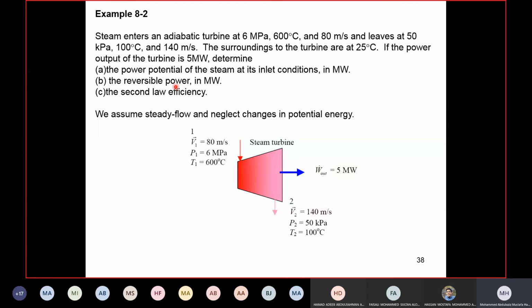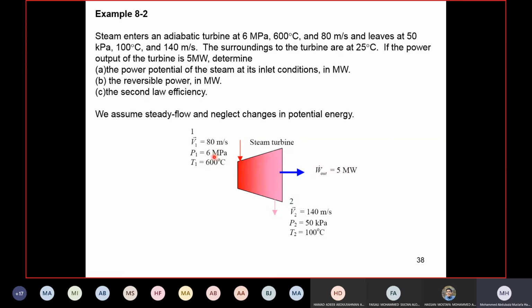Now what's the question here? The question: calculate the power potential of the steam at its inlet condition. What does this mean? The power potential of the steam. This is the steam here, not the turbine. It is the steam at inlet condition. What do you want to calculate? The reversible work. The exergy. The exergy at state 1. Very good. So we want to calculate the exergy at state 1.